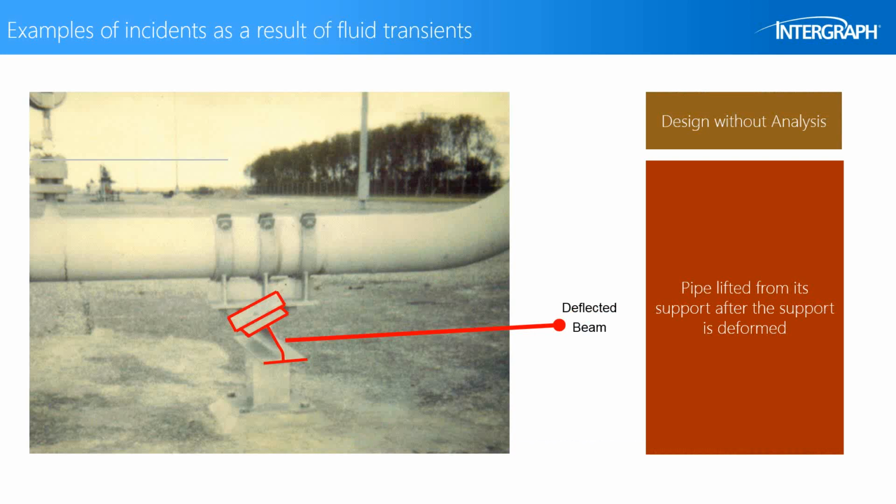And finally we have another issue here where again we have imbalanced forces, and the pipe shown here lifted from its support, highlighted in red, once the support has been deformed. So a high axial load deformed the pipe support, and then the pipe lifted and jumped off of its support. Again, very high loads that were not accounted for during the design.